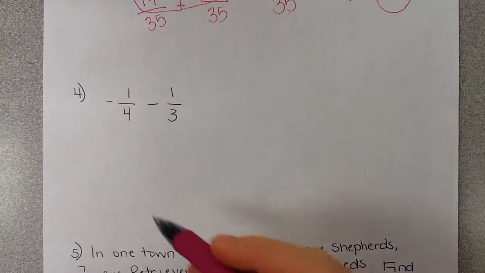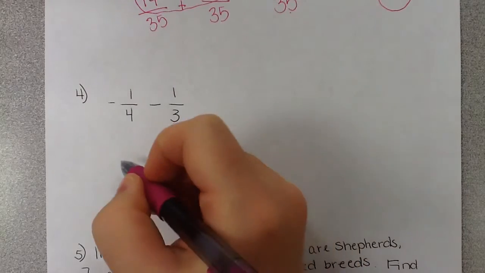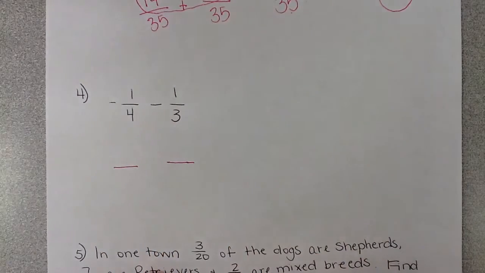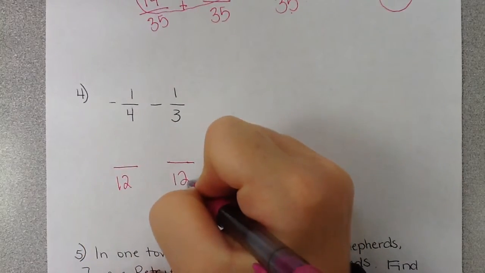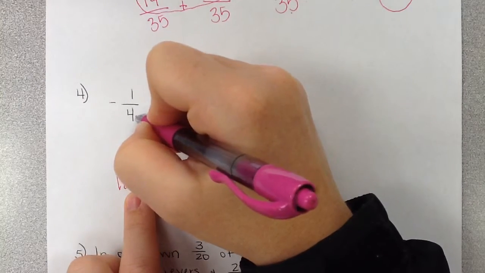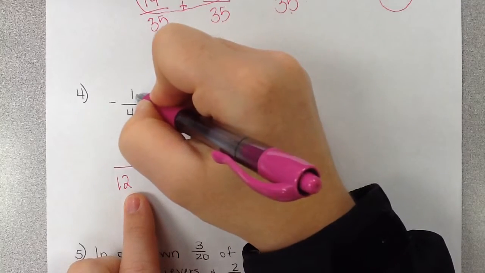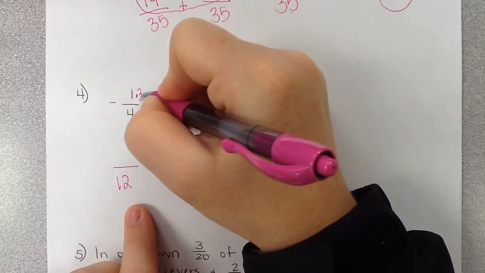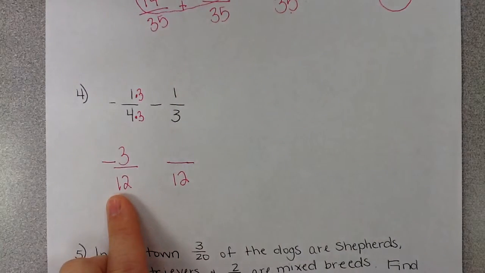Let's see how you did. 4 and 3. Add or subtract? Make your shoes match. And they don't match right now. So 4 and 3. What is the match for 4 and 3? 12. All right. How do you change 4 to a 12? Times 3. What you do on bottom, you must do on top. 1 times 3, 3. It was negative, so our new fraction must also be negative.